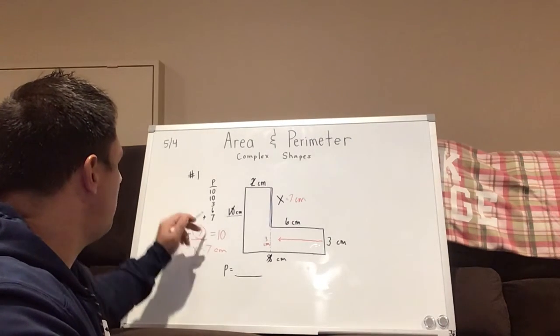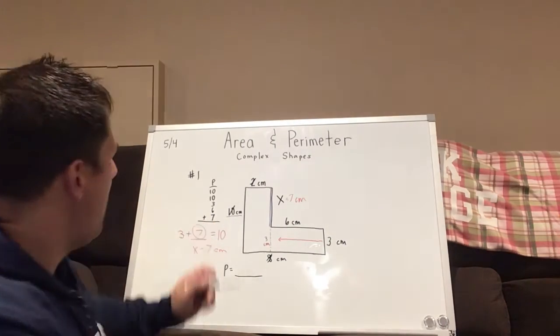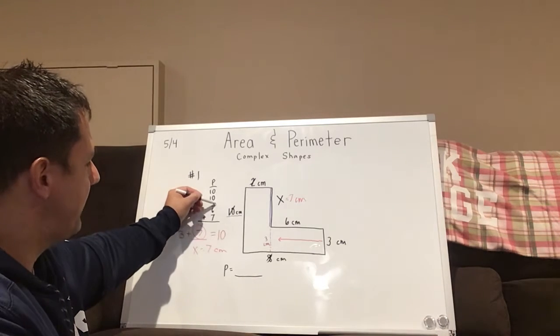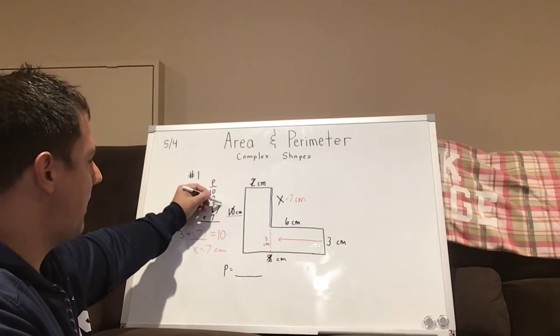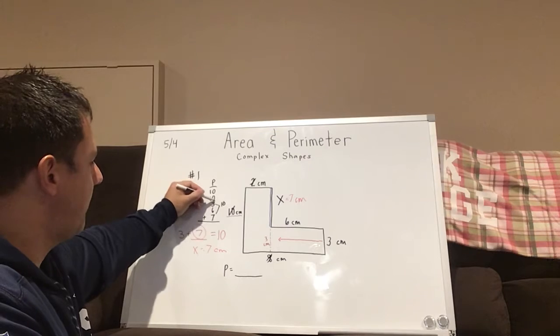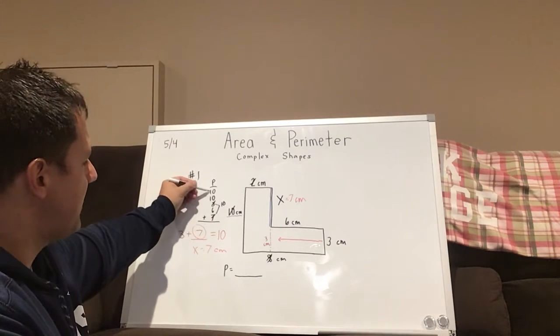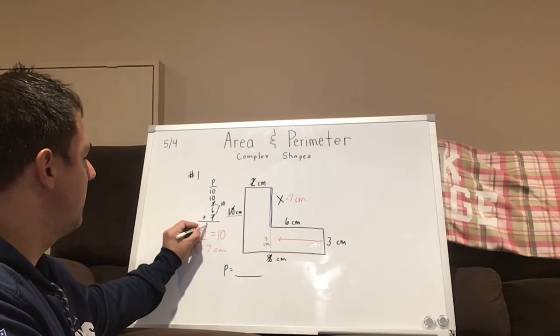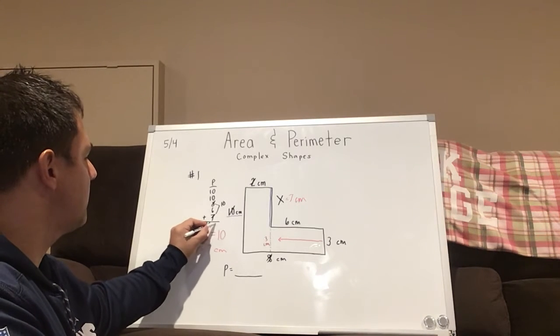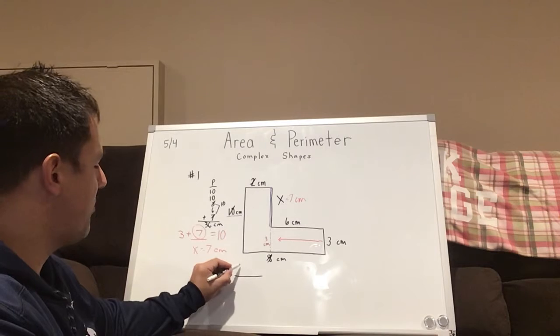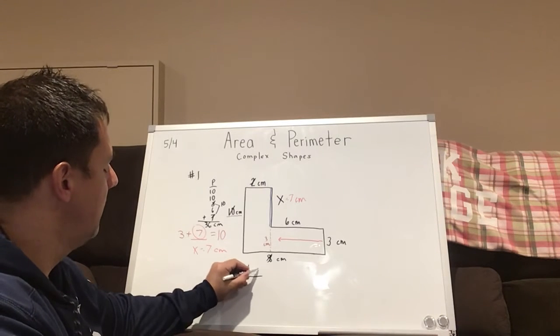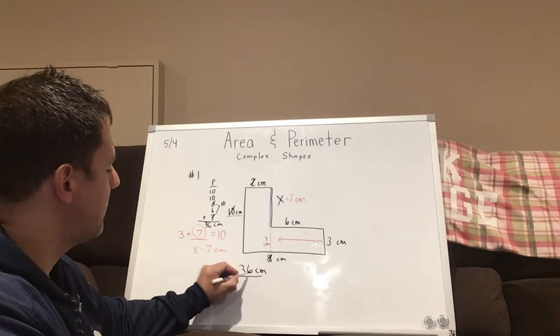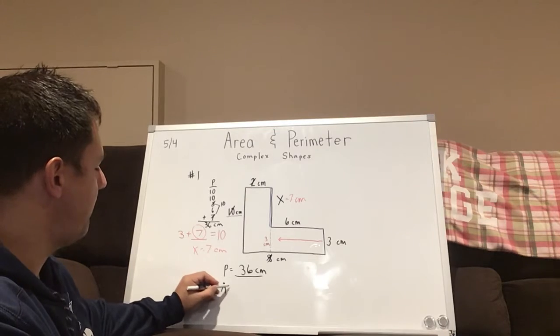And then I'm going to add all of those up. And I can quickly see here, I have a 3 and a 7. If I put 3 and 7 together, I get a 10. So I'm going to get rid of those. So now I have 10 plus 10 plus 10, which is 30. And then 6 more, which is 36 centimeters. So my perimeter is 36 centimeters. Now we actually have to go back and figure out the area.